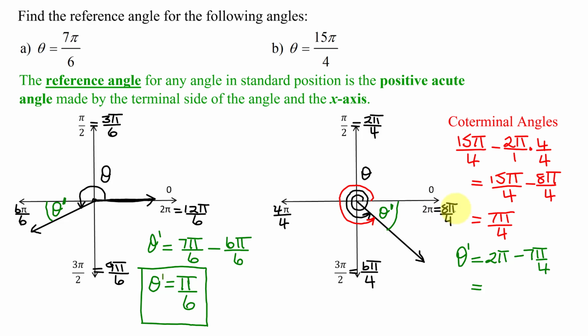Remember, we found 2 pi was 8 pi over 4. So I have 8 pi over 4 minus 7 pi over 4. So what is my reference angle? 8 minus 7 is 1, so pi over 4. So for my second example, the reference angle is pi over 4.